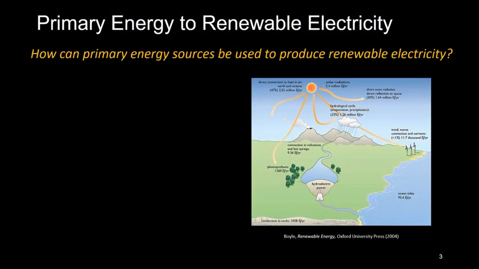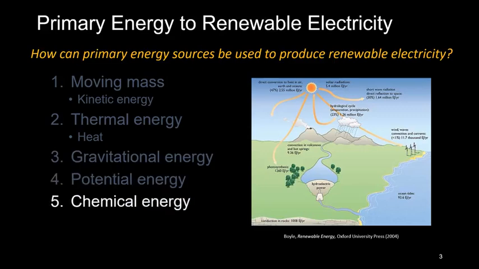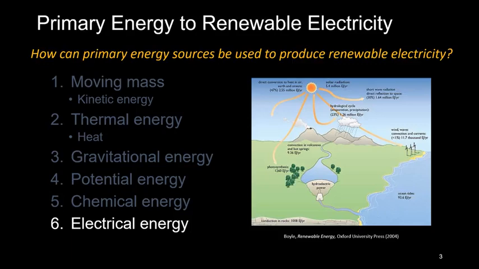So the question we seek to answer is, what are practical ways that we can use available primary energy sources to produce renewable electricity? We'll examine 6 fundamental ways this can occur: moving mass or kinetic energy, thermal energy or heat, gravitational energy, potential energy, electromagnetic energy, and chemical energy. Let's examine each of these.